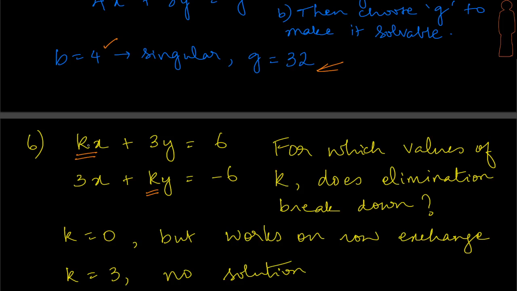So if we try to make k as 3, then what would happen? We get 3x plus 3y is 6, and 3x plus 3y equal to minus 6, and it's clear that there is no solution just by looking at the equations here. But if you attempt an elimination, we will find that the second equation will get a 0 and 0, but the right hand side will become minus 6 minus 6, which is minus 12, and therefore there is no solution. Okay, so that's one case for which elimination is breaking down.